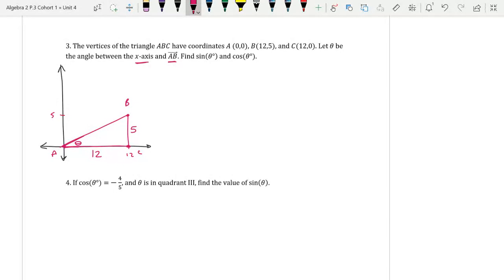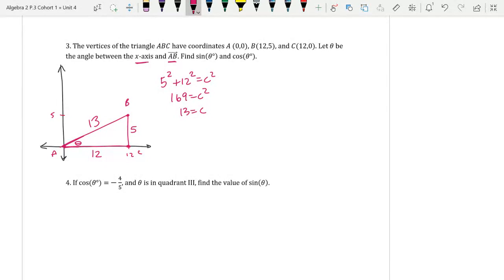To find the sine and cosine, we're going to need the hypotenuse, so we have to do that old friend of ours again, the Pythagorean theorem. I don't know the hypotenuse. So we should get 13.